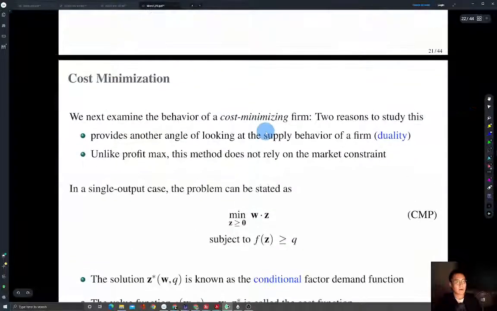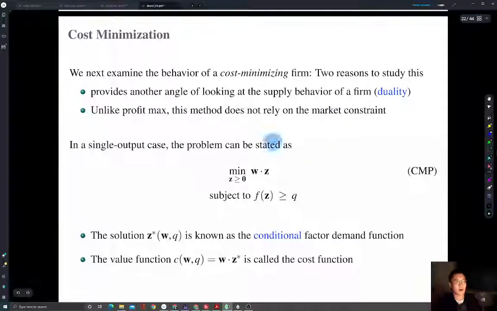But in contrast with profit maximization, there is no output price in the formulation of CMP, meaning that this cost minimization problem is independent of the market structure. We can apply the same problem to a monopoly, to an oligopoly, or to a competitive market. So that is one major merit of analyzing firms' behavior using the cost minimization problem.